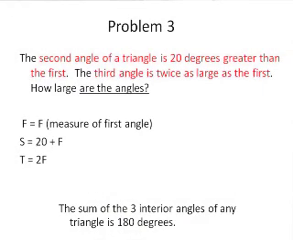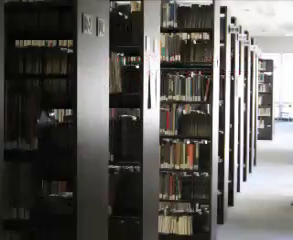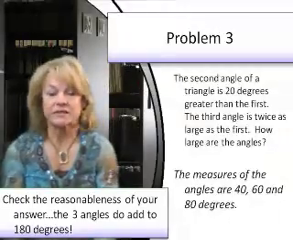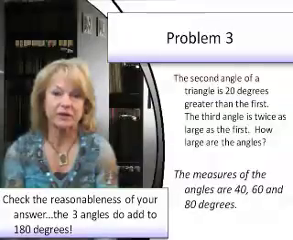To define the other unknowns, we go back into the problem and translate. The second is 20 greater than the first. The third is twice the first. The sum of the 3 interior angles is 180. This gives us the equation that allows us to solve for f. f works out to be 40. The second angle is 20 plus 40, and the third is 2 times 40.